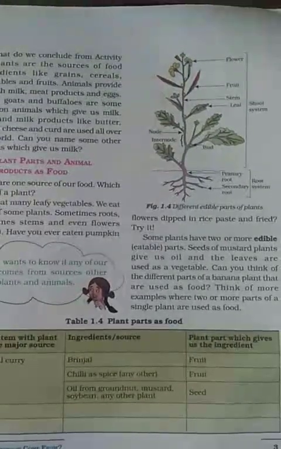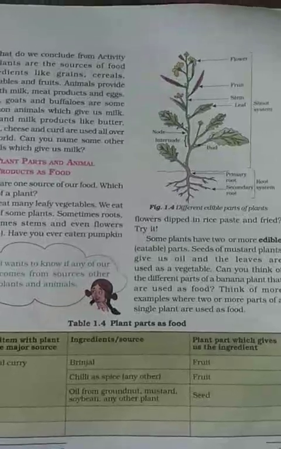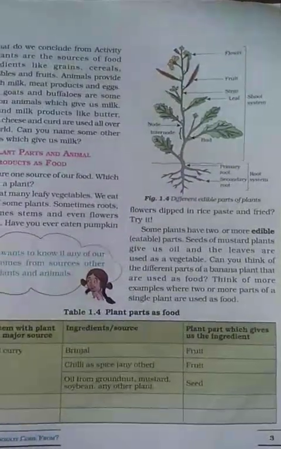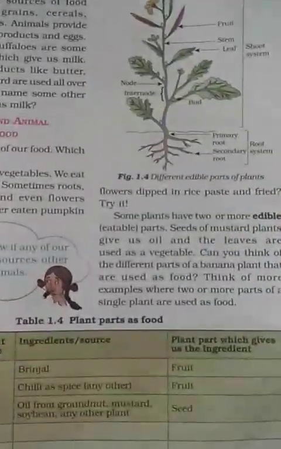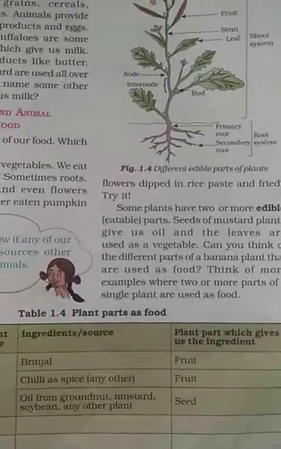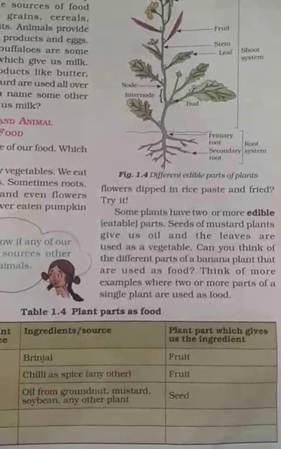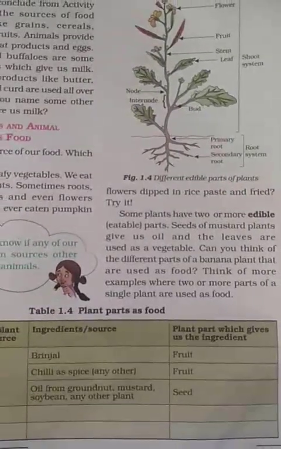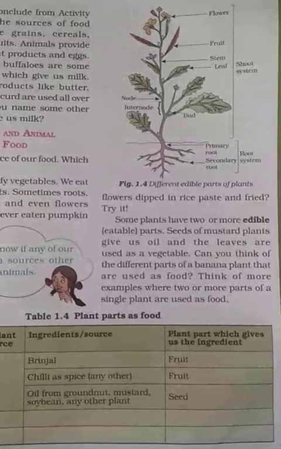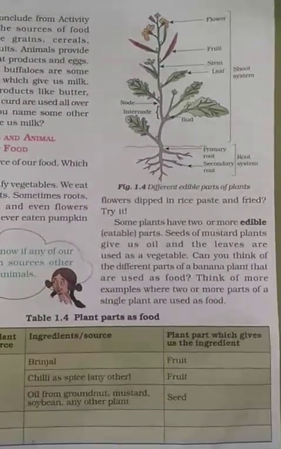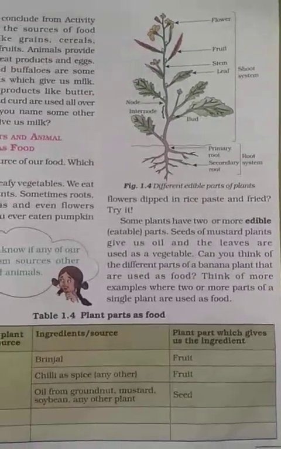Some plants have 2 or more edible parts. Seeds of mustard plants give us oil and the leaves are used as a vegetable. Can you think of the different parts of banana plant that are used as food? Think of more examples. In banana we can use the flower of banana for making sabzi. We can eat banana as a raw food. Think of more examples where 2 or more parts of a single plant are used as food.